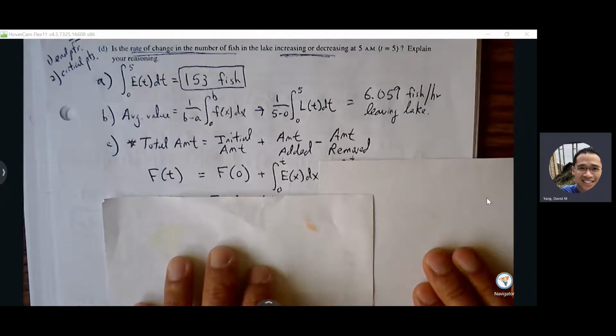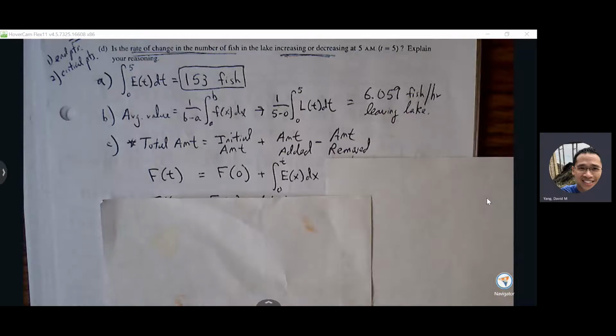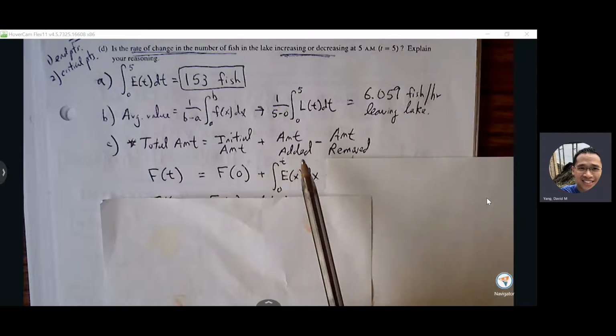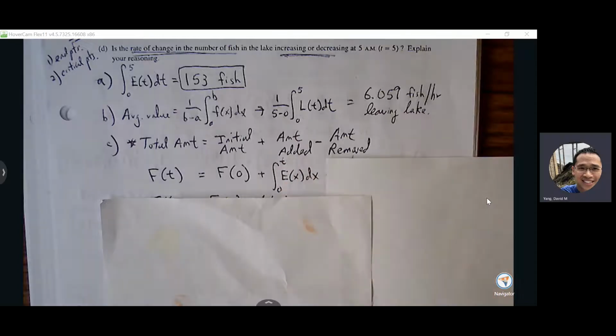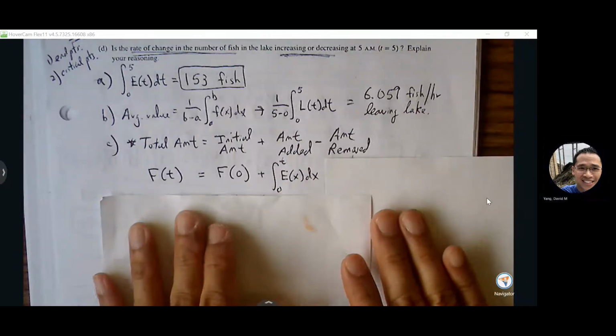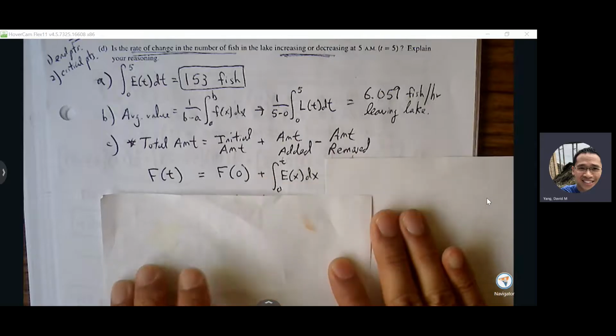So we do the integral from 0 to t of E of x, and that will give us that flexibility, whether I want to find the total number of fish in the 3-hour period or 5-hour period or 6-hour period. I give myself that flexibility to adapt to future situations. I'm not locked into just one value.